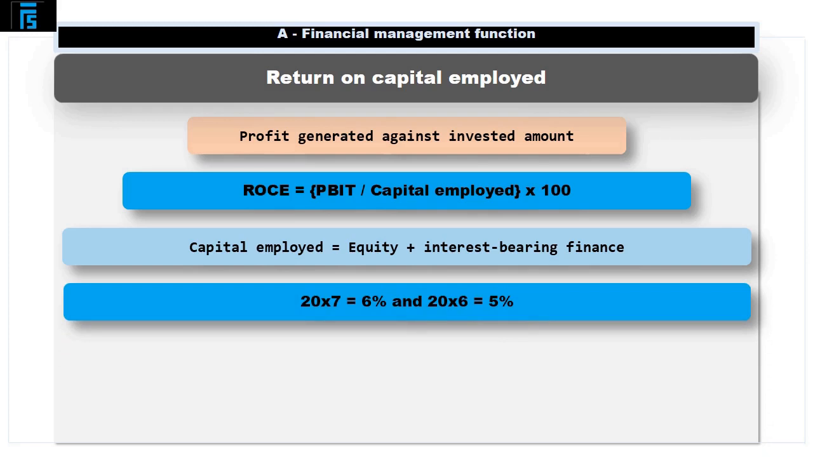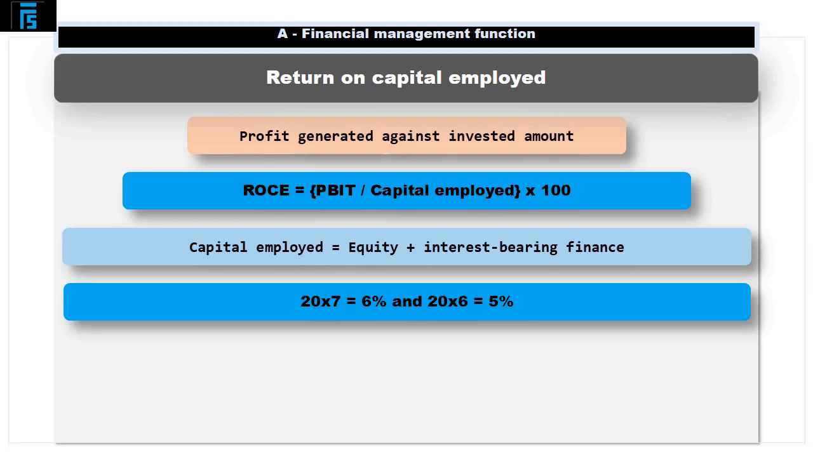Here you can see 20x7 and 20x6 return on capital employed. So for every $1 invested, the shareholders are getting back about 6 cents in 20x7 and 5 cents in 20x6. I am assuming that no accounting policy changes have occurred during the year, so I can compare them. The increase is a good indicator.